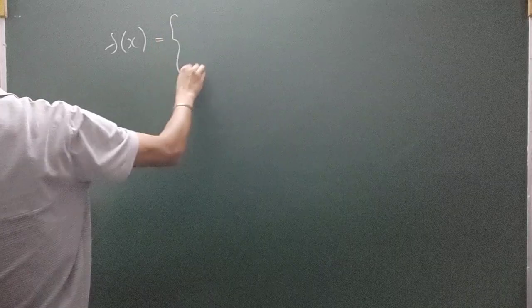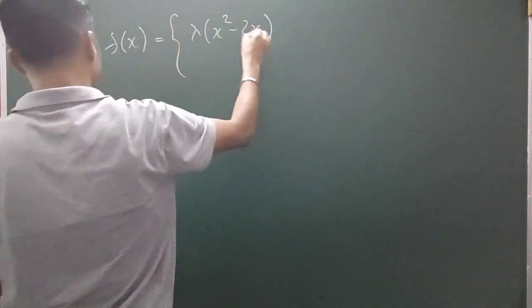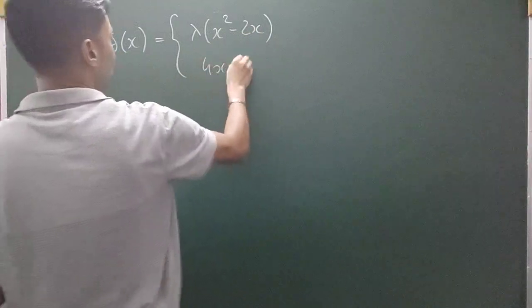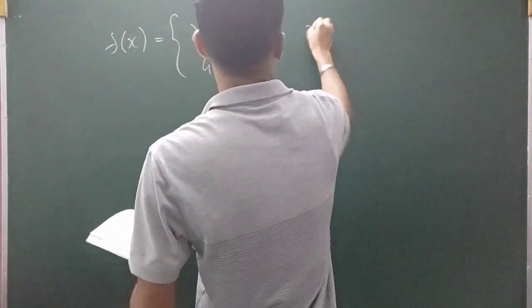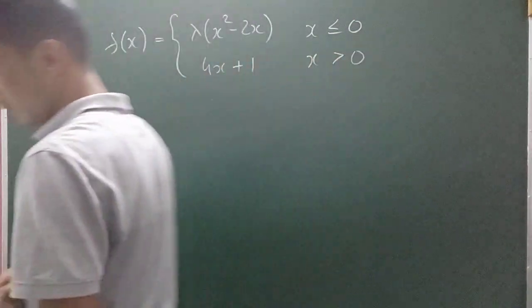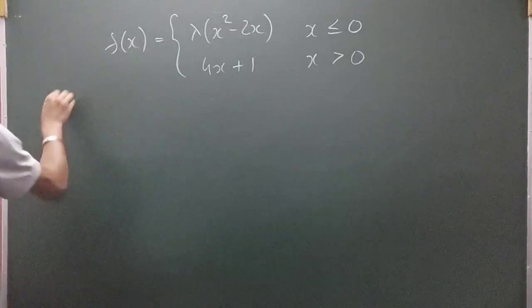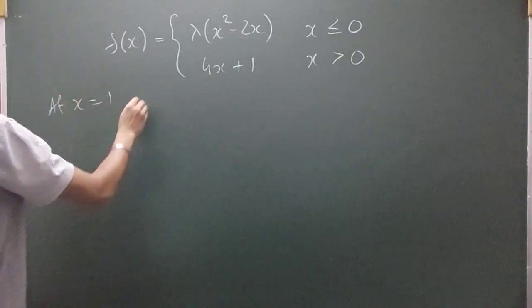I'll have to write down the function. I forgot about that. So that's going to be f(x) = x² − 2x for x < 0, and 4x + 1 for x > 0. So you have to check the continuity at x equal to 1.